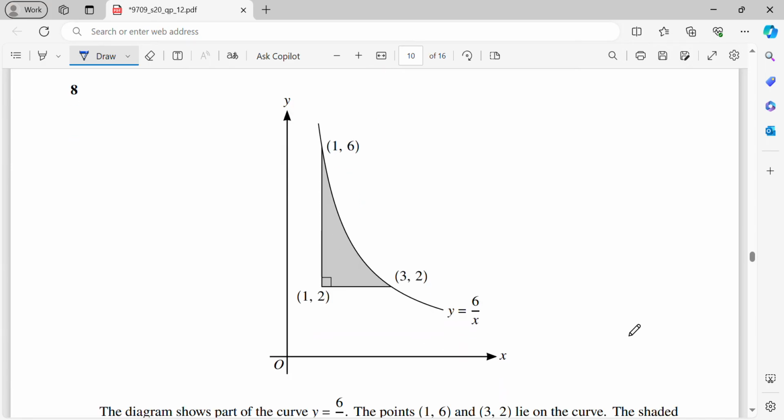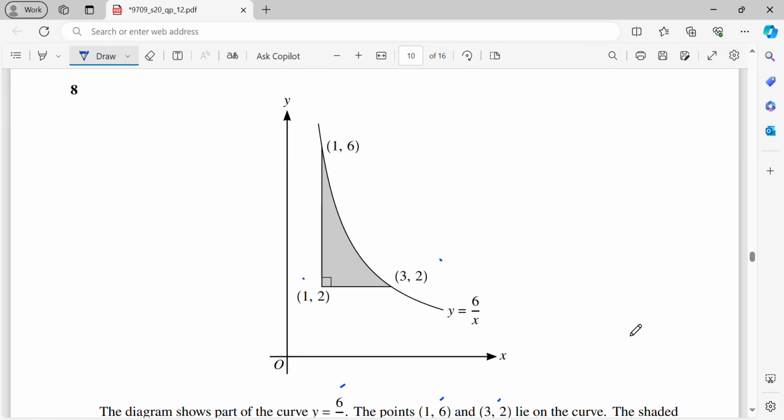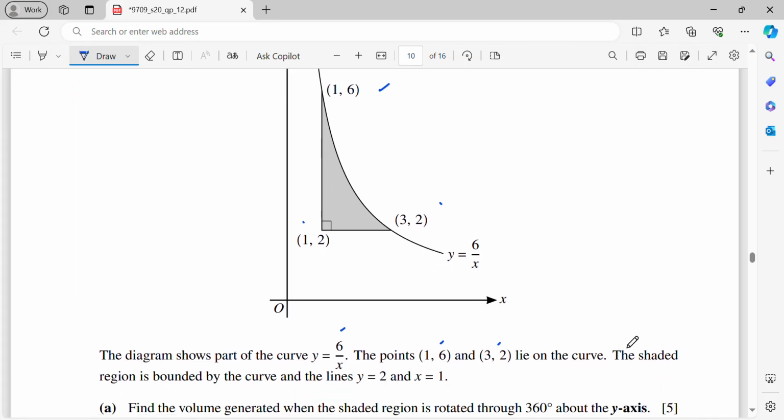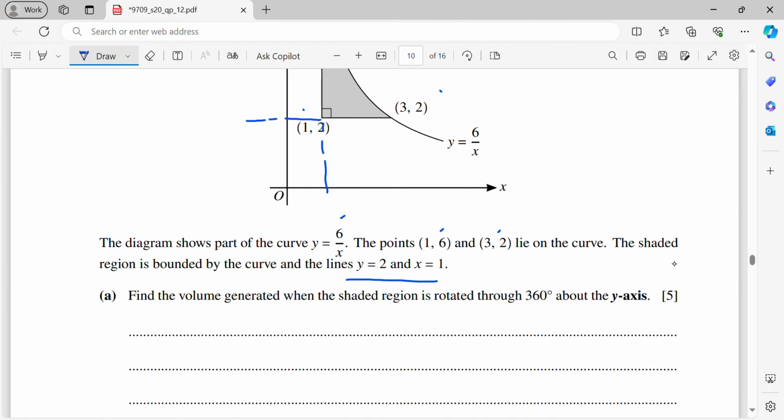Okay, question number 8. The diagram shows the parts of the graph. The points (1, 6) and (3, 2) lie on the curve, so given here. The shaded region is bounded by the curve and the lines y equals 2 and x equals 1. Find the volume generated when the shaded region is rotated through 360 degrees about the y-axis.